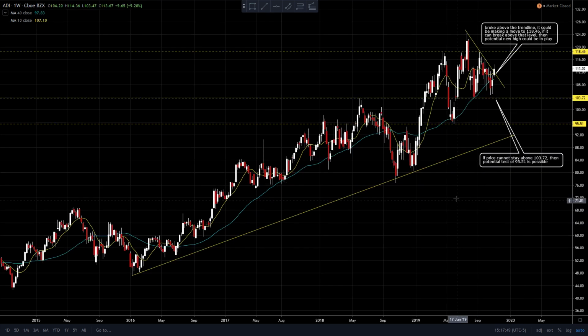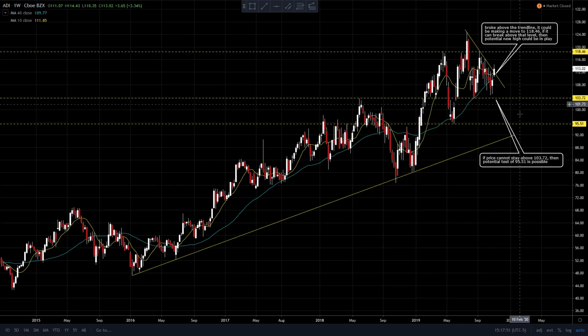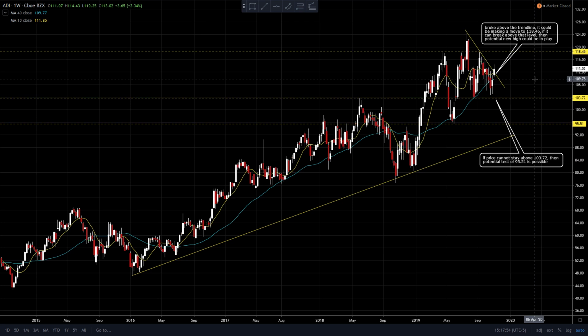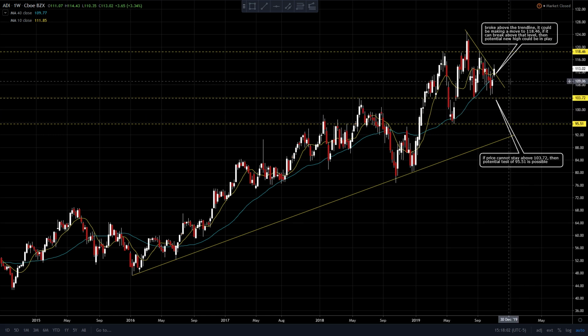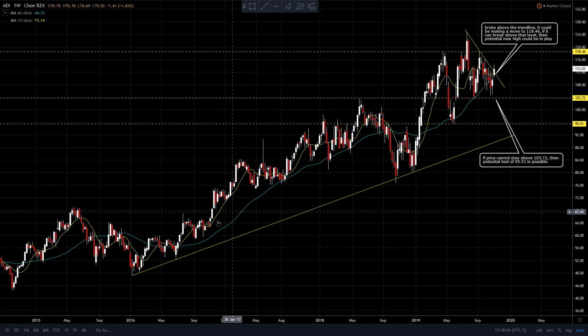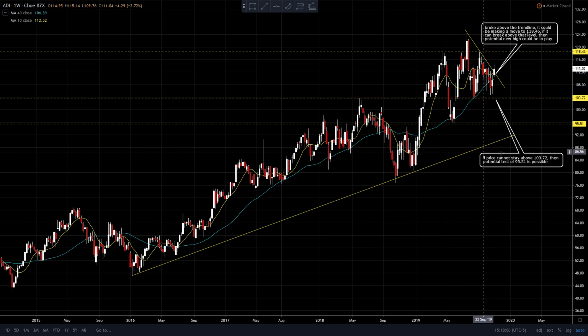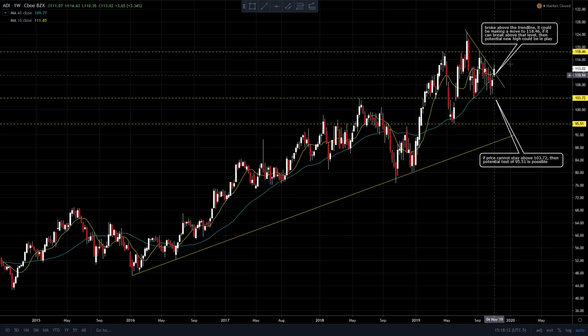So ADI, Analog Devices, a semiconductor company, is scheduled to report earnings after Thanksgiving. So there's a couple of weeks before the earnings come into play on this price action. But looking at this, it's been on a nice uptrend, and it is above this trend line, and the moving average seems to be still moving up.